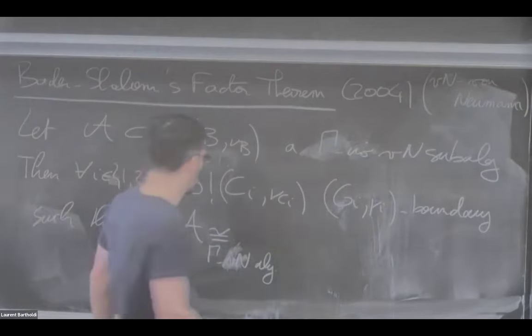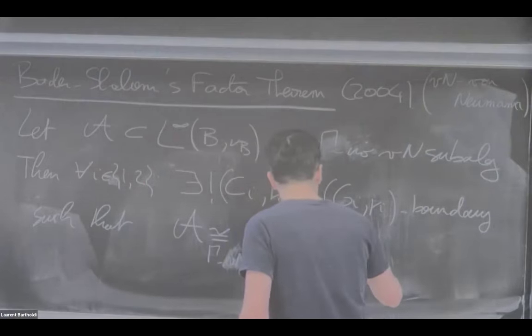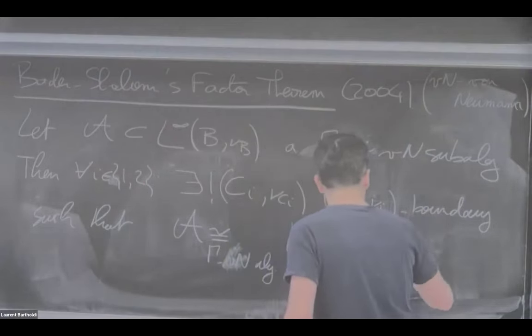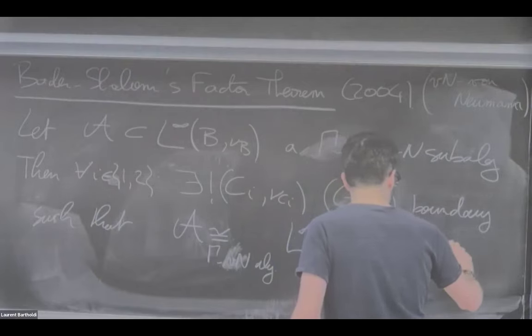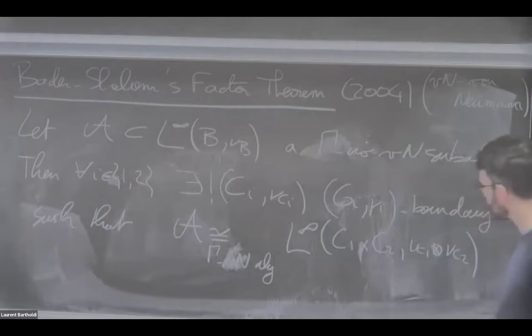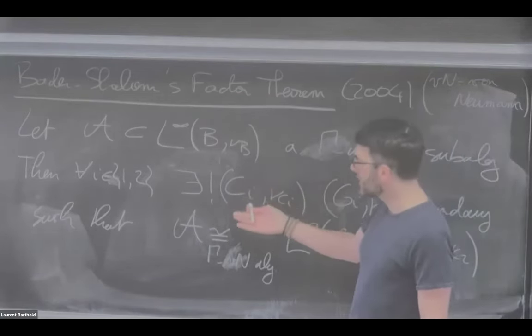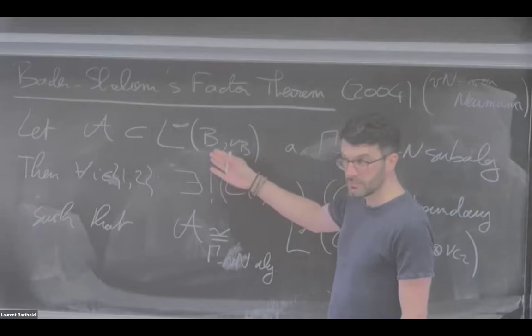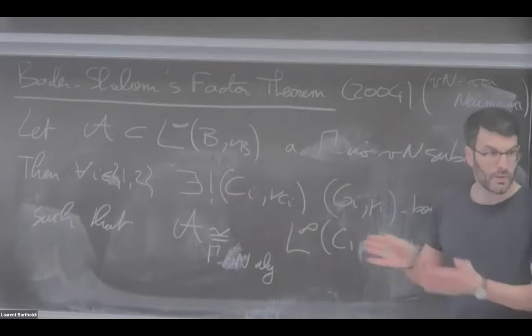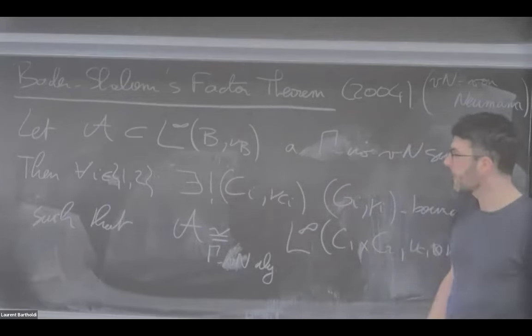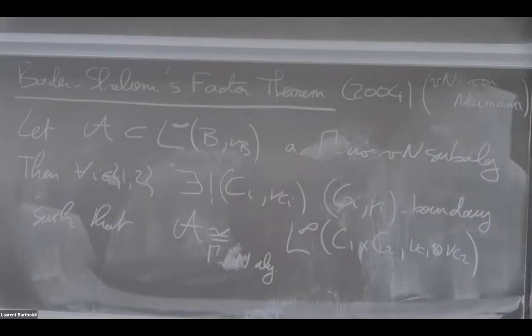So A, as a Gamma von Neumann algebra, is isomorphic to L infinity of C1 times C2, with the measure class mu_C1 times mu_C2. So the situation is quite rigid because, if you prefer to state it in terms of factors, it means that any Gamma factor of B is isomorphic as a Gamma space to a product of boundaries for G1 and G2. Okay. And these are actually subalgebras of B1 times B2.